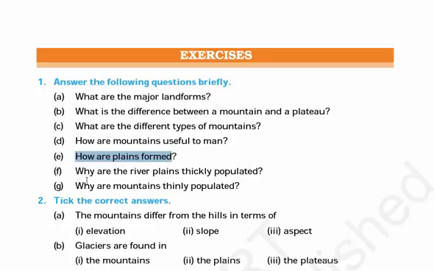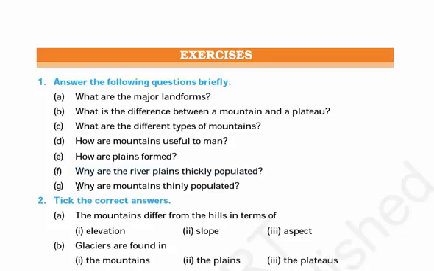Why are the river plains thickly populated? So river plains are thickly populated because usually the plains that are formed by rivers are very fertile for cultivation, for irrigation purpose, and as a result a lot of population resides beside it, because they not only get to do their job, they also get the important aspect of human life, that is the water. So these are the quick answers behind why the river plains are thickly populated.